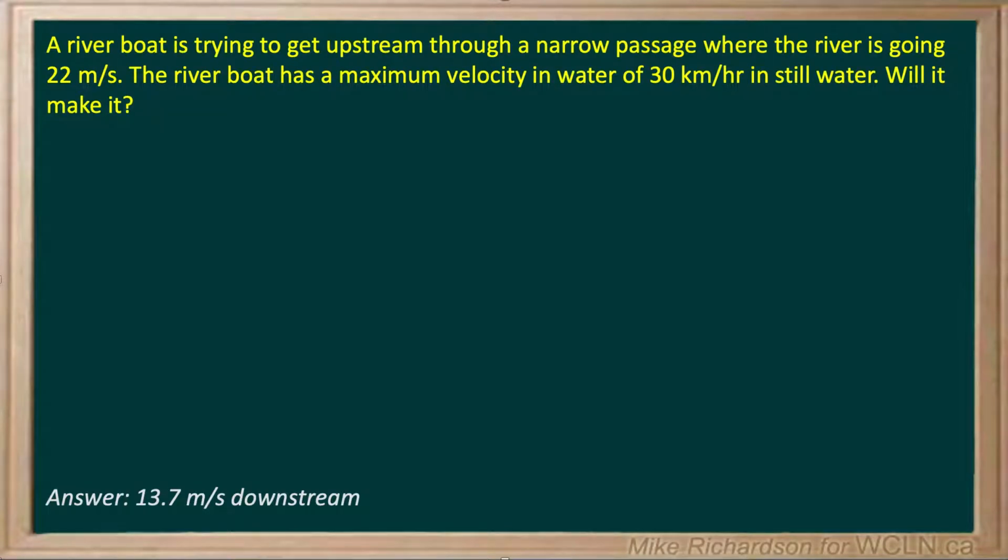Once again, we have a boat trying to get upstream through a narrow passage where the river is going 22 meters per second. The boat itself has a maximum velocity of 30 kilometers per hour in still water and wants to know if it'll make it. Right away, before we get started, you should recognize that we've got mixed units here. We've got meters per second, which is what the river is being measured in, and then we've got kilometers per hour, which is what they're measuring the boat in. So let's get those two things to match.